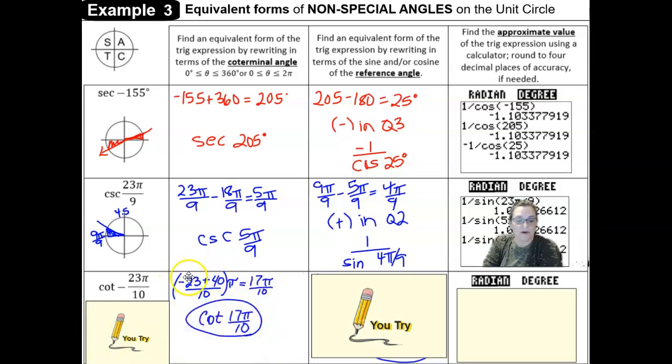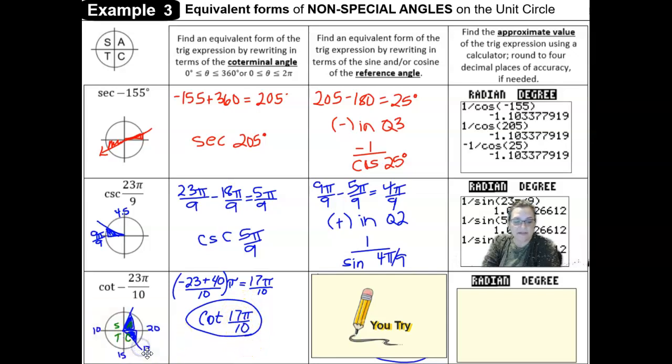So you're starting at -23 pi over 10. If we double the denominator, that's 20 pi over 10, which would still be negative. So we need to do 2 laps around the circle in the counterclockwise direction by adding 40 pi over 10. -23 plus 40 is 17, and so our positive coterminal angle is 17 pi over 10. And our equivalent expression would be the cotangent of that coterminal angle, 17 pi over 10.